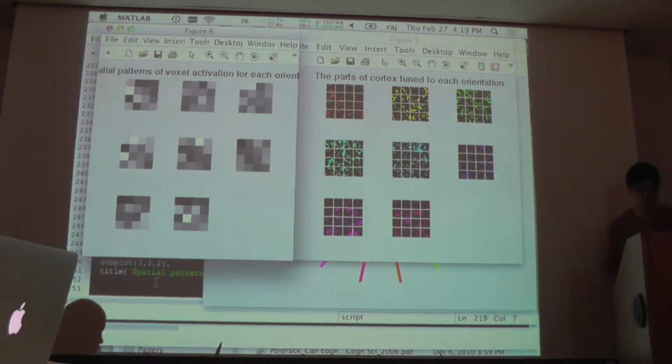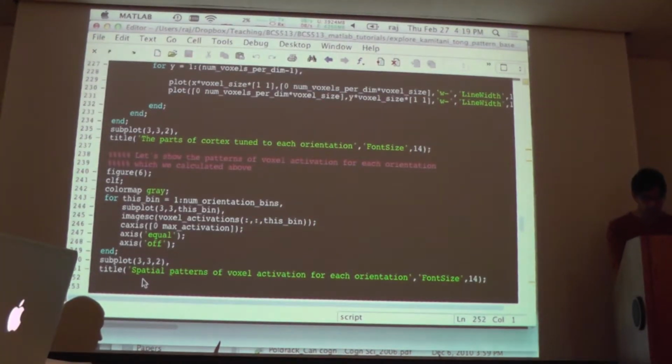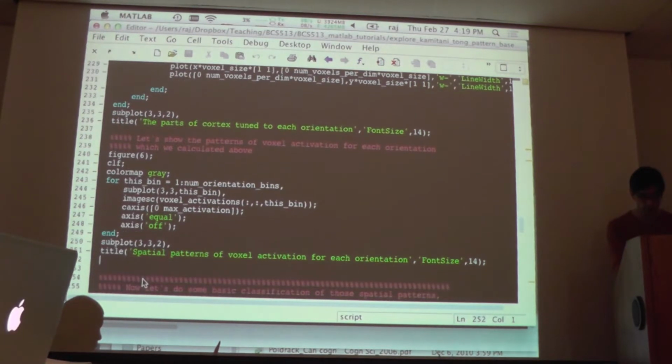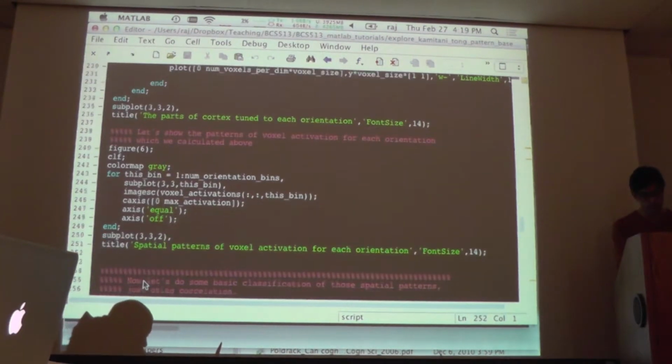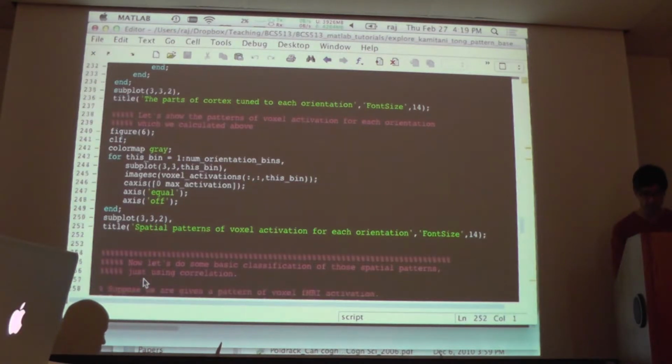And correlation is literally just, what's the correlation of this pattern with this pattern? What's the correlation of that pattern with that pattern? There's a spatial correlation of these things. Does one tend to go up and down when the other one tends to go up and down? So this is part showing you how to do stuff in Matlab, and part showing you how you would actually think about how different voxel activation patterns might arise.